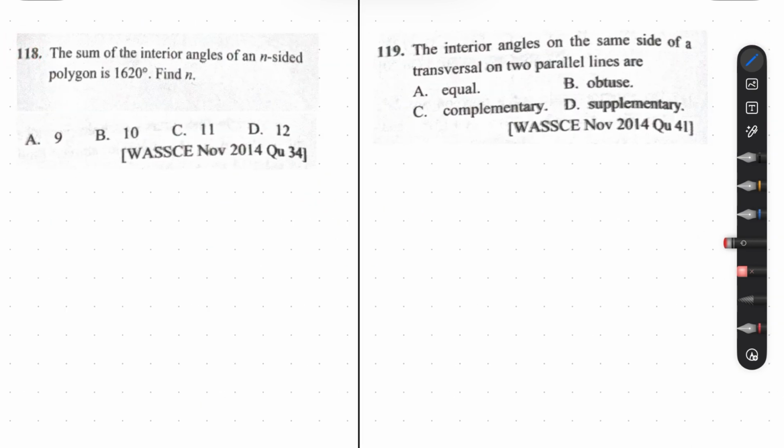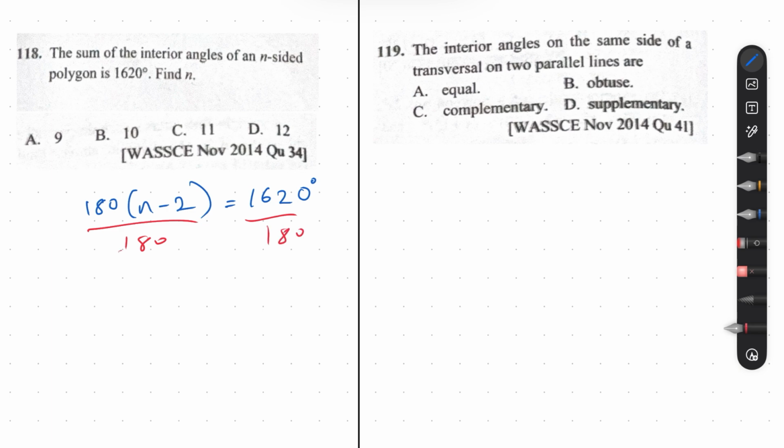The question says the sum of the interior angles of an n-sided polygon is 1620. Find n. What is the formula for finding the sum of the interior angles of a polygon? It is 180 multiplying n minus 2. And then we've been told that this is equal to 1620. Okay, so we need to find this n. Let's divide both sides by 180.